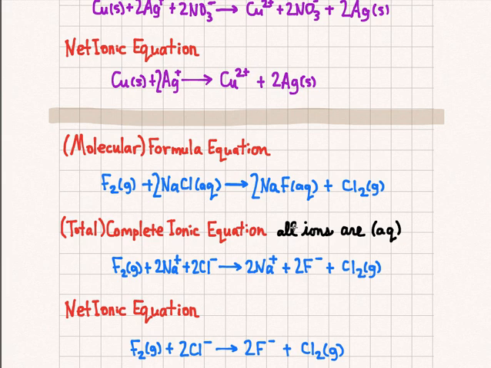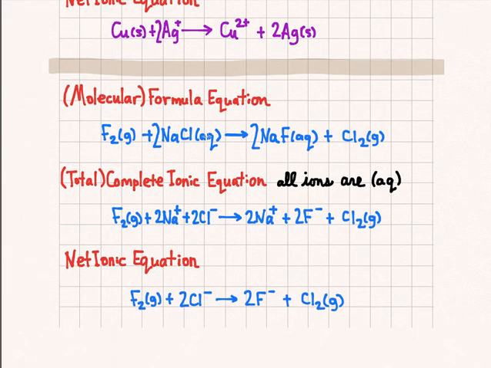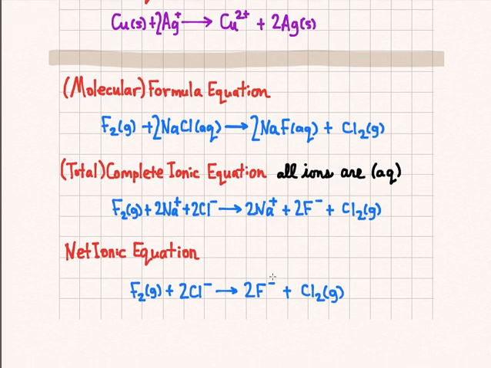Fluorine gas bubbles through sodium chloride water, becomes sodium fluoride. The fluorine gas gains negative electrons from the chloride. Total ionic, net ionic. What are the spectators? 2 sodiums here, 2 sodiums here. That's about it.